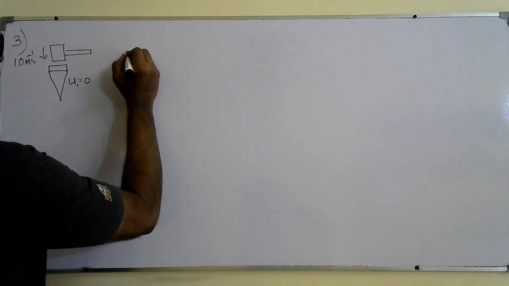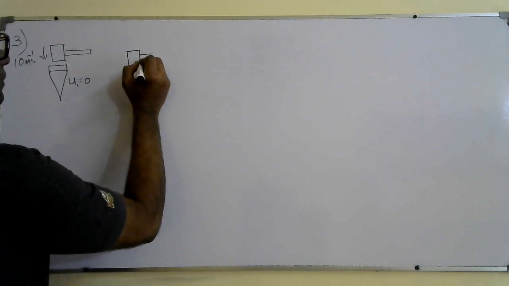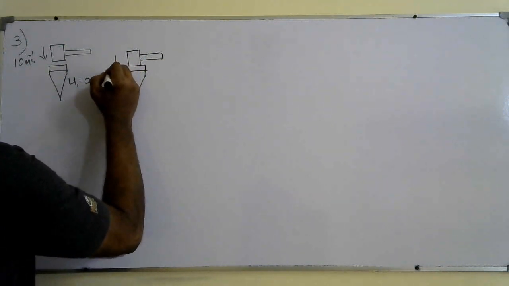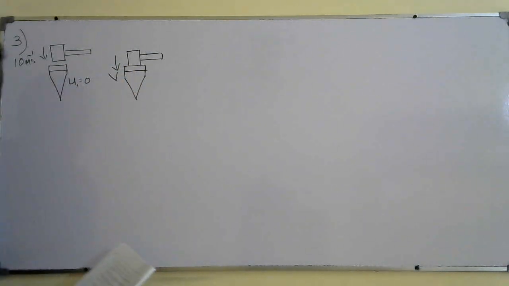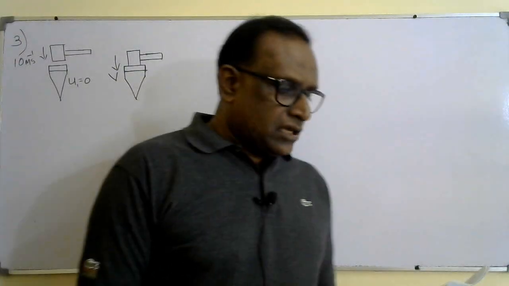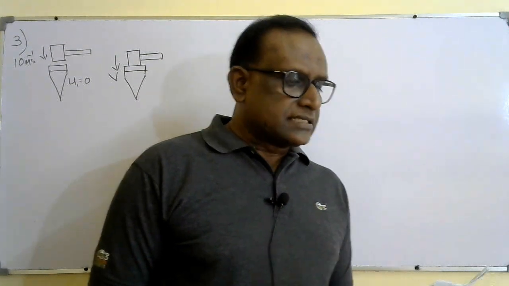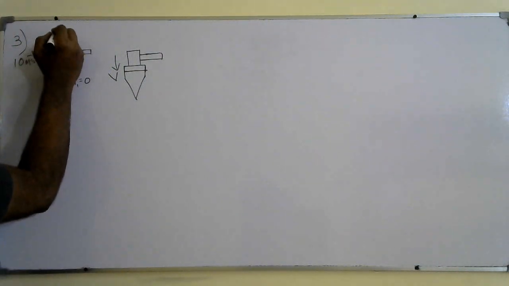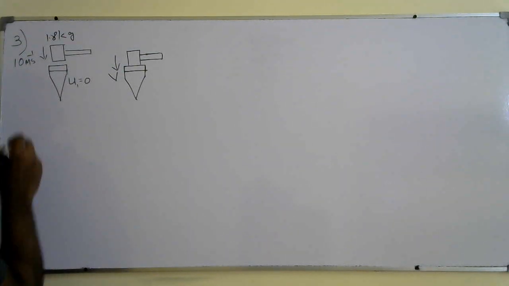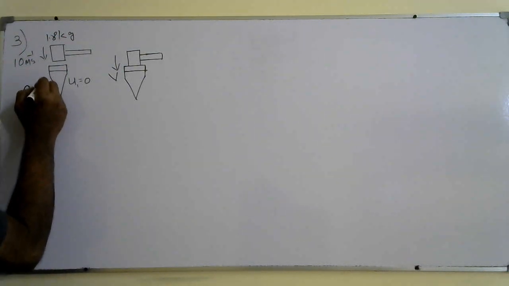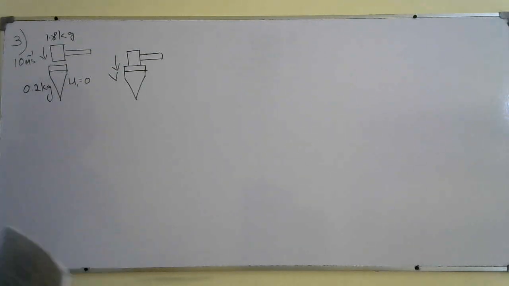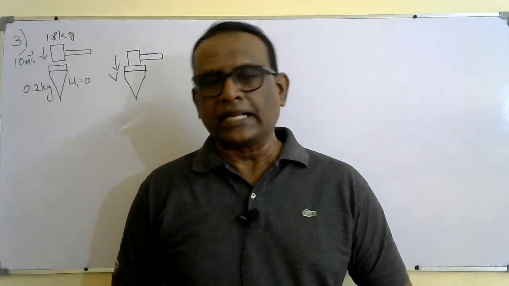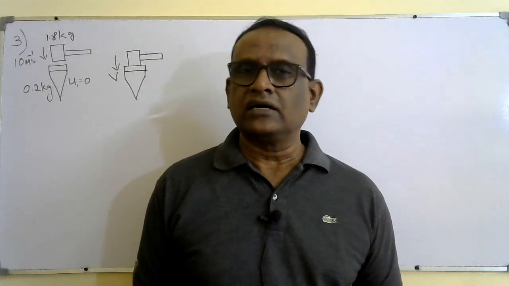Now both are together. So both move downwards at a speed v. Okay, that's the data given. The masses are given: hammer 1.8 kilogram and the mass of the tent peg 0.2 kilogram. Here nothing is mentioned, so we can use the law of conservation of momentum. We assume there is no friction acting on it.